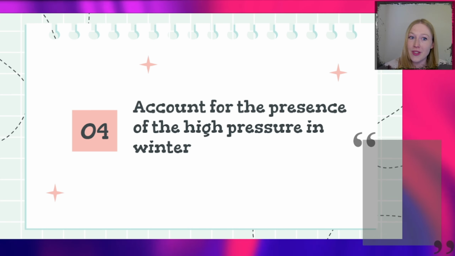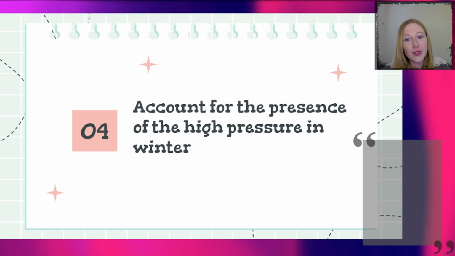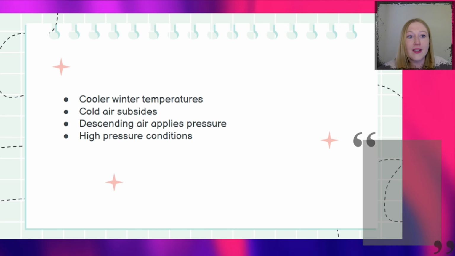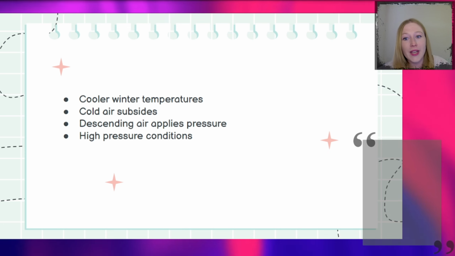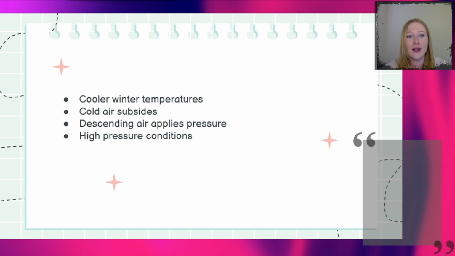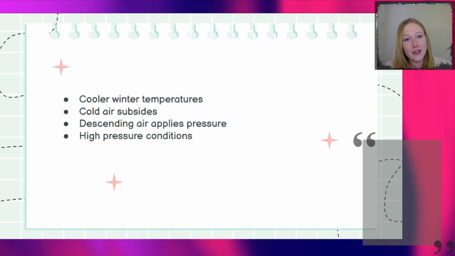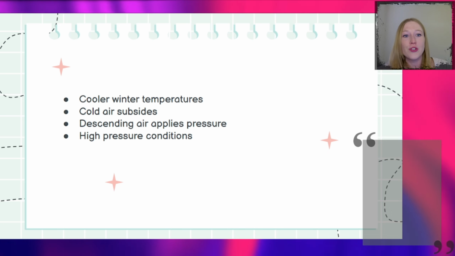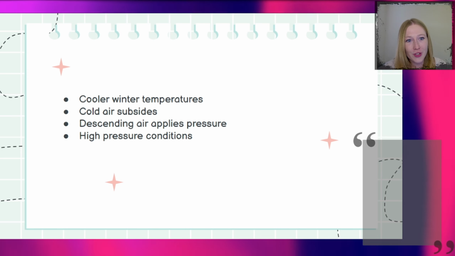Now we look at the opposite. Why do we have high pressure over the interior in winter? Again, now it's cold. Cold air is more dense, it subsides, and as it subsides, it sinks and applies pressure to the surface of the earth or to the ground, and then we have high pressure conditions.